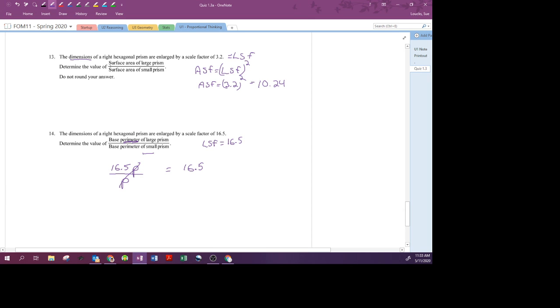So if my small area is, let's call it A, the area of the original prism, the area of the enlarged prism is going to be 10.24 times as big as the original one, and then the As just cancel out, and our answer is 10.24. Okay, and of course there's no units because it's just a ratio of two numbers.